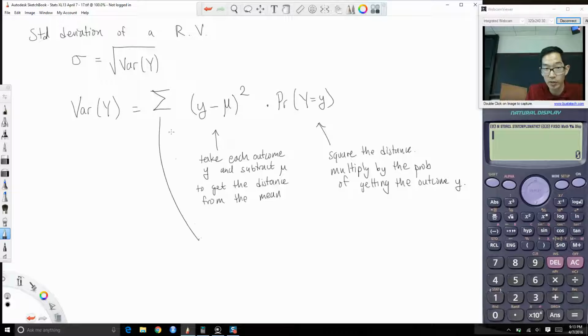Then the action of multiplying by the probability and adding up creates a weighted average. So here we're basically getting a weighted average square distance from the mean. Can we see that from the formula here? I hope so. Okay.